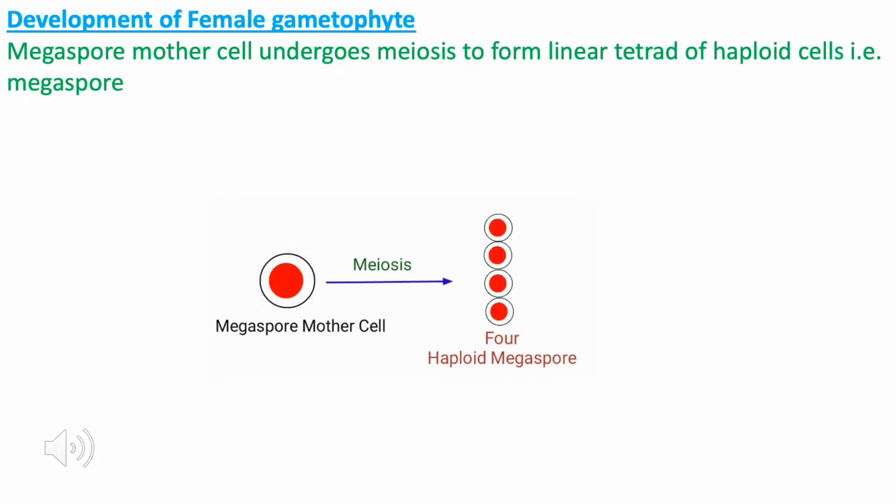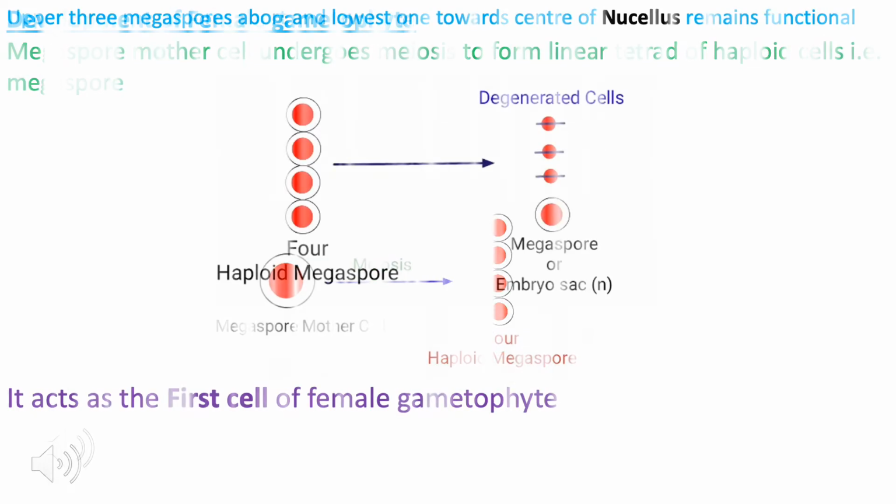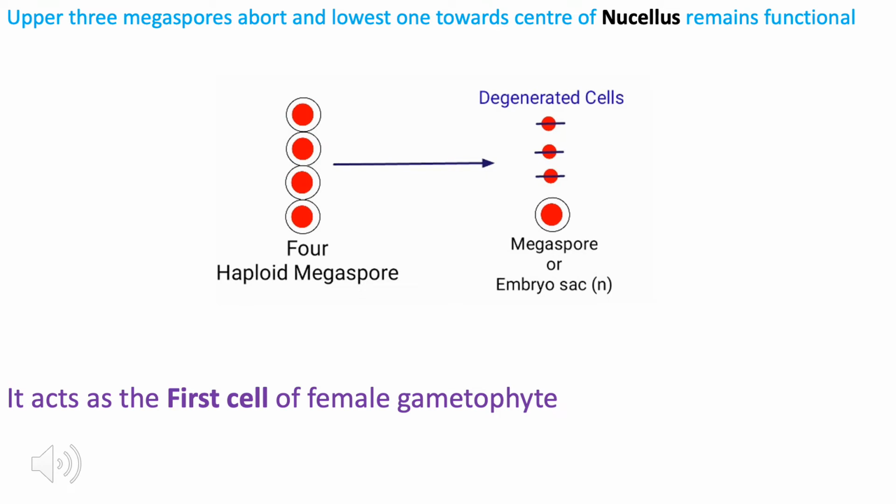Development of female gametophyte. Megaspore mother cell undergoes meiosis to form linear tetrad of haploid cells, that is megaspores. Upper 3 megaspores abort and the lowest one towards the center of nucleus remains functional. As I said, among the 4 haploid megaspores, the upper 3, as you can see in the diagram, degenerate, and the one which is towards the center of the nucleus remains functional.